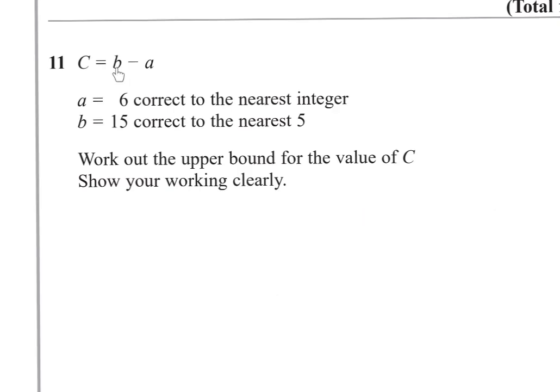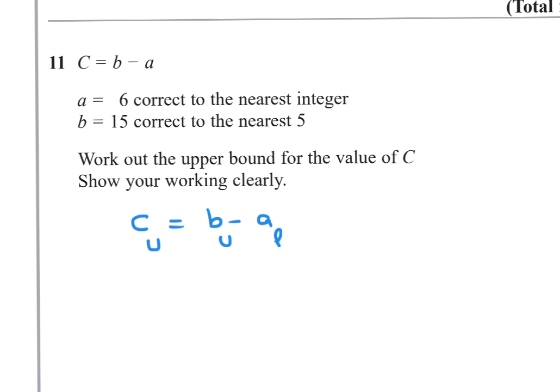11. C equals b minus a. A is 6 correct to the nearest integer. B is 15 correct to the nearest 5. Work out the upper bound for the value of c. Show your working clearly. So I need c equals b minus a. I need c upper, and when we subtract, for the difference upper, I need the first number upper and the second number lower. So this upper and this lower.